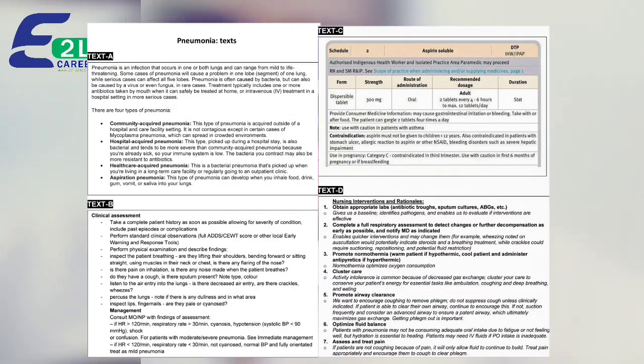The third point is about promoting normothermia: warm the patient if hypothermic, cool the patient and administer an antipyretic if hyperthermic. Normothermia, optimize oxygen saturation. This is the third point. Fourth is about cluster care. Fifth is about promoting airway clearance.